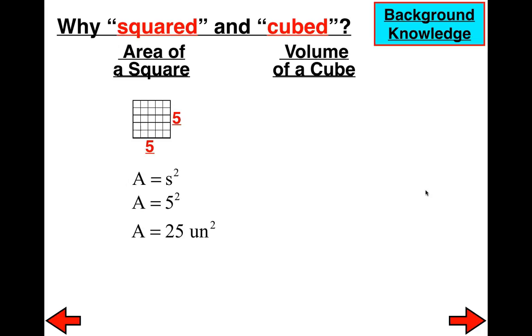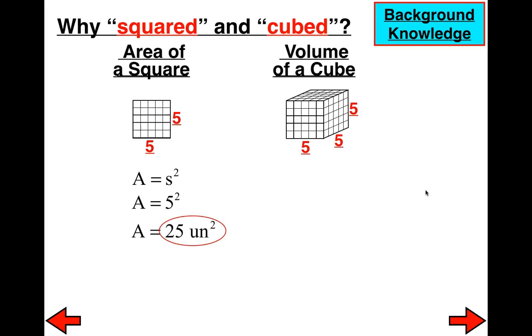Okay, notice it's squared. Now, what about a cube? Well, finding the volume of a cube, you do length times width times height. So in this case, if it was 5, you'd be multiplying 5 times 5 times 5, which is essentially 5 cubed. So if you would multiply this all out, you'd actually get 125 units cubed.